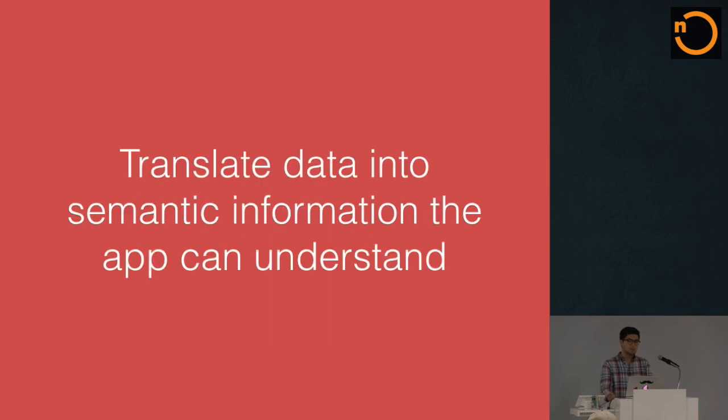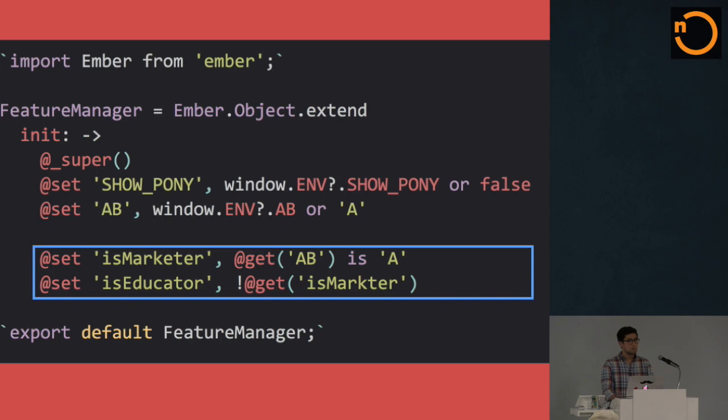And what that is responsible for is translating data into semantic information the application can understand. Like I was showing before, I have A or B, right? But what does that mean to my app? A means I'm catering this to marketers, and B means I'm catering this to educators. Based on that logic, I inject this into my controller, so I actually will have access to that in my template and in my controller. And then I can do whatever I want with that.